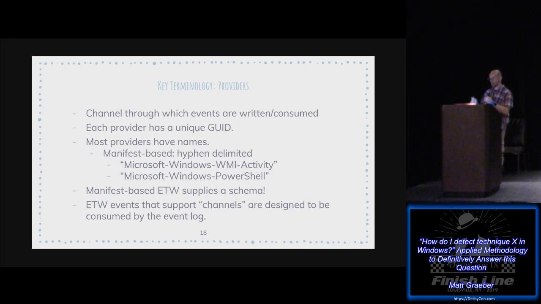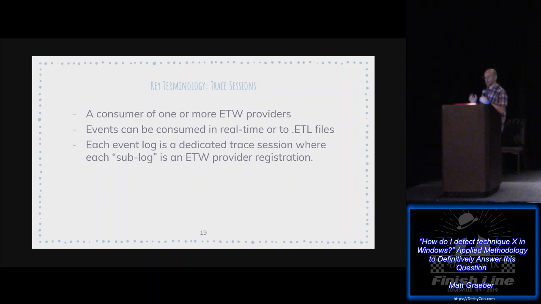Okay? Oh, a really important point here, channels. So every ETW event can have a property applied to it referred to as a channel. So if an ETW event has a channel value applied to it, that means that that ETW event is designed to be consumed by the event log. Many ETW events, though, do not have channel attributes applied to them, unfortunately. And that's what we're going to be dealing with in a little bit.